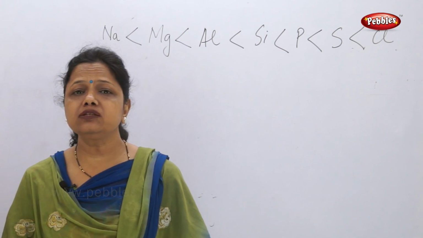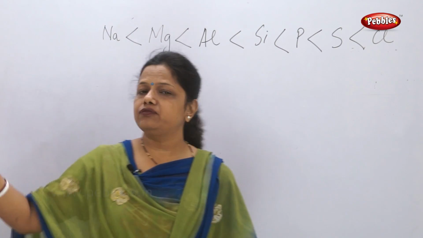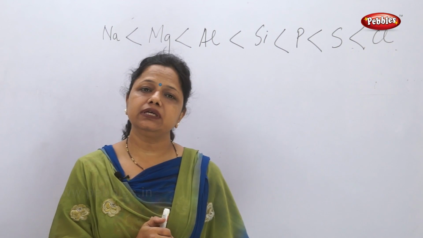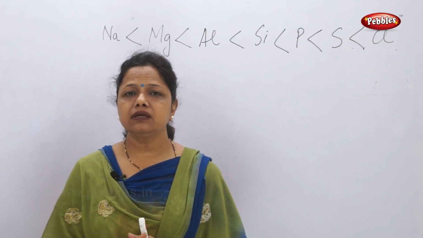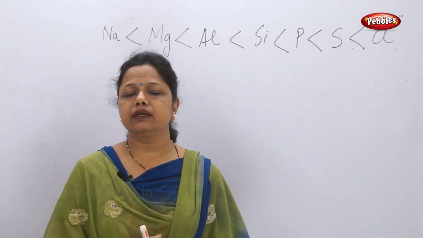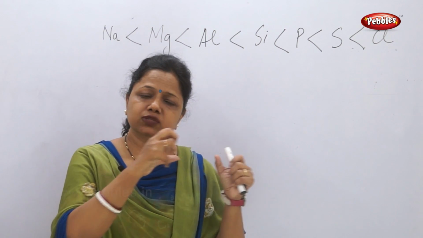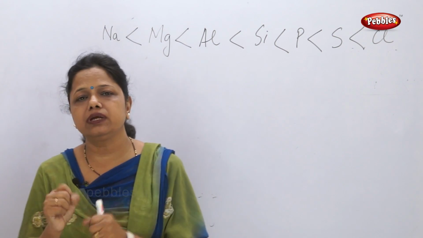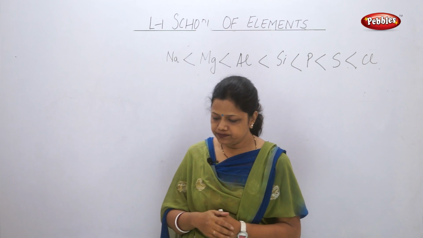So what trend is observed in the atomic radii from left to right in a period? We always see that atomic radius decreases. Now why does this decrease? Because the number of electrons is increasing. As the number of electrons increases, it gets pulled towards the nucleus, and when it gets pulled towards the nucleus, size decreases.